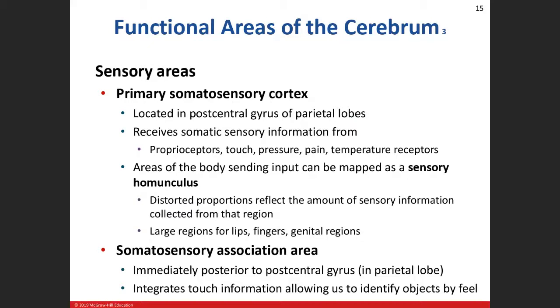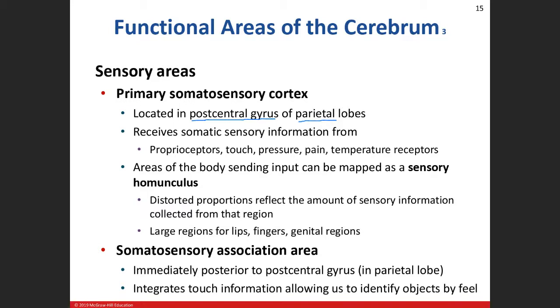Sensory areas, okay? So, we learned motor. Now, sensory areas we're going to see are going to be in a lot of other areas throughout the cerebrum. But we're going to start off and talk about the parietal lobes. So let's start off with the primary somatosensory cortex. That is found anatomically in the postcentral gyrus, right behind the central sulcus there.